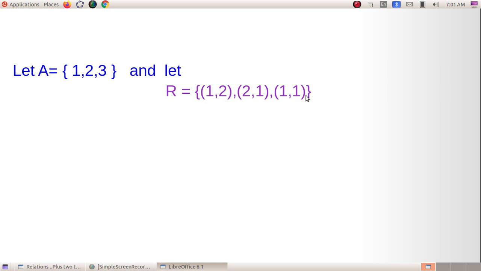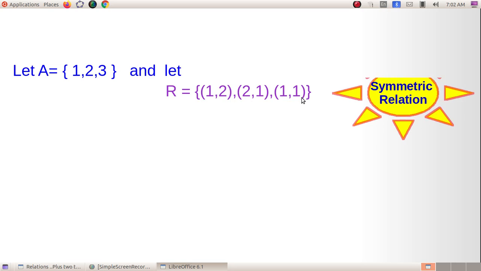Okay, (1,1). When we reverse, we get (1,1) itself. Therefore, the reversed element of (1,1) is here. In short, we can say that if (a,b) belongs to R, then (b,a) also belongs to R. Ordered pair (a,b) belongs to R, then ordered pair (b,a) also belongs to R. Such types of relations are called symmetric relation. That is our second type of relation.